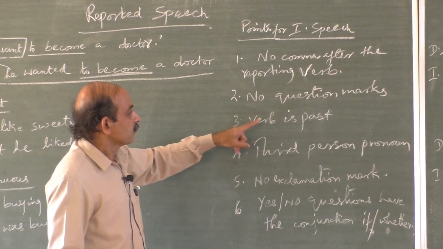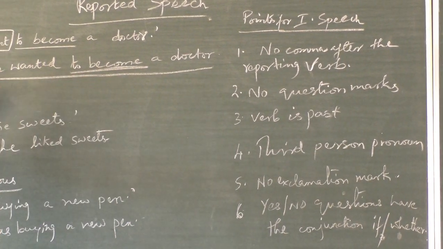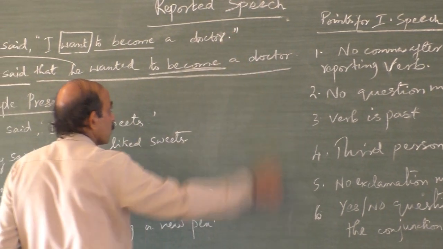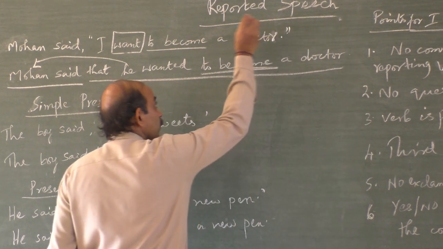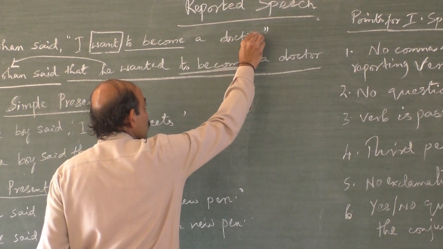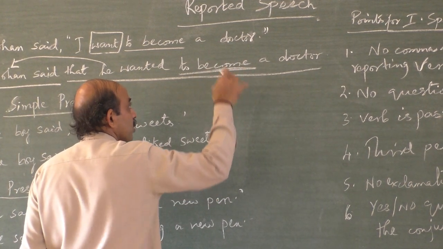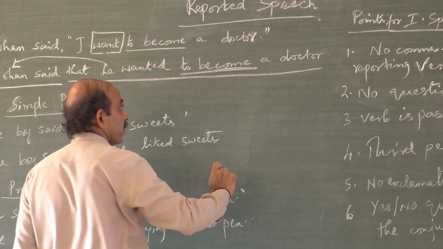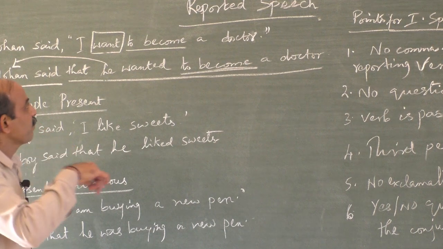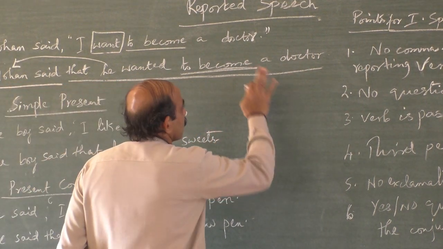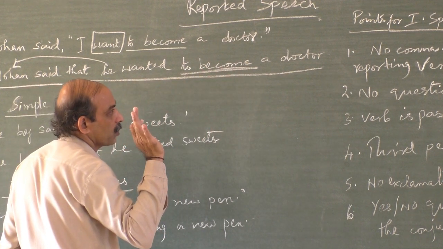Remember that inverted commas are also not available. Here inverted commas are available: "I want to become a doctor." Remember that the inverted comma has been placed in the direct speech after the full stop in statements, and if it is a question, after the question mark. After the exclamation mark we also have inverted commas. So remember that even inverted commas are not available in the indirect speech or reported speech.